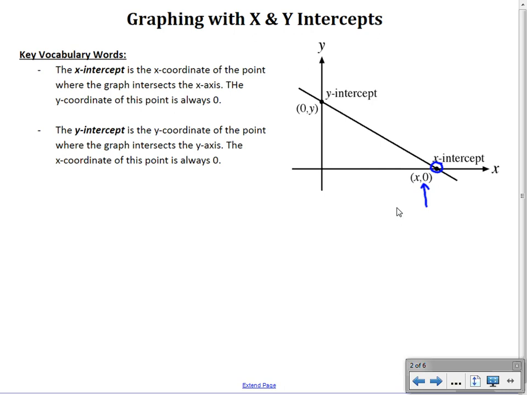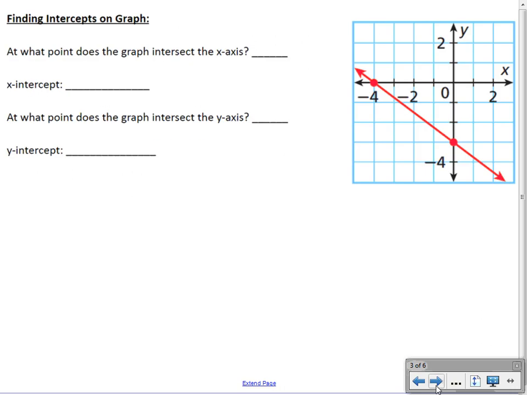Similarly, for the y-intercept, we're looking to see where does my graph cross the y-axis. And that's our y-intercept. Now, same deal. Wherever I cross the y-axis, that's the y value here, but the 0 that you see is always going to be there for a y-intercept, because y-intercepts always have an x value of 0. So this is something we're going to come back to when we start solving for x and y intercepts algebraically with linear equations. But for now, let's just look at a graph.